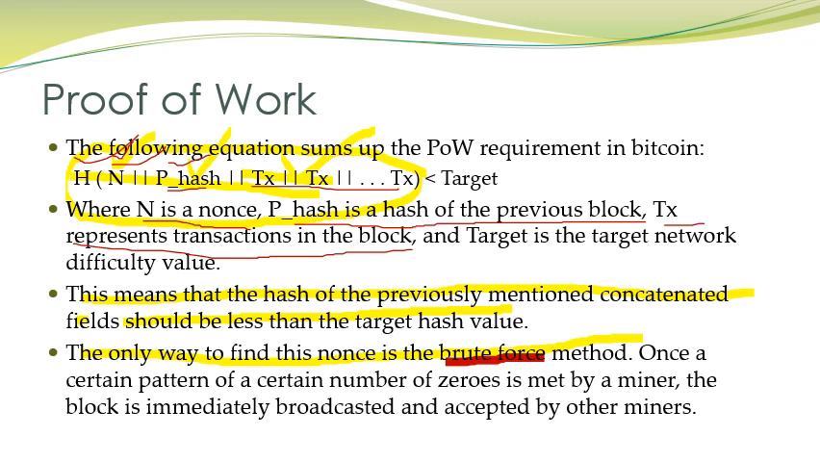Once a certain pattern of a certain number of zeros is met, once we get a certain number of zeros, then the block is immediately broadcasted by the miner. That means the mathematical puzzle is solved, and the block is broadcasted and accepted. There must be a certain number of zeros in the hash value that we calculate. That hash value should be preceded by a certain number of zeros. So this is the proof of work. In coming sessions we will study more about this concept.